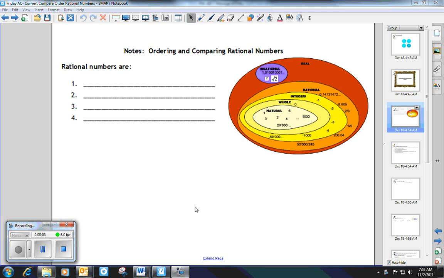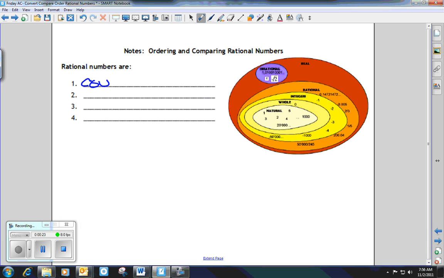Now that we know how to convert different rational numbers into different forms, say from fraction to decimal or fraction to percent, we're going to talk about comparing and ordering these rational numbers. So rational numbers are your counting numbers or your whole numbers. Okay, they're integers, so they can be positive or negative. All right, they can be decimals or fractions.